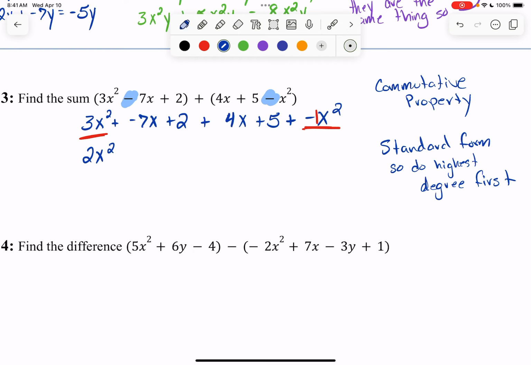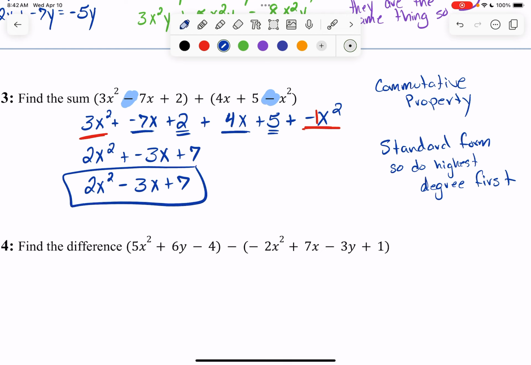Okay, so I have 2x to the second, so now we're going to tackle the 7x and the negative 4. Okay, so negative 7 plus negative 4 is negative 3, so plus negative 3x. Okay, and then my very last, so there's my x's, so next I have my 2 and my 5. 5 plus 2 is 7, so plus 7. So then I end up with 2x to the second minus 3x plus 7. I can't add anything else in there because they are not like terms.